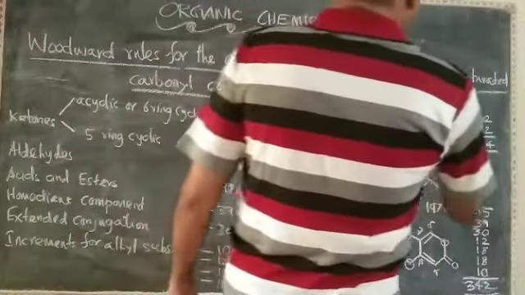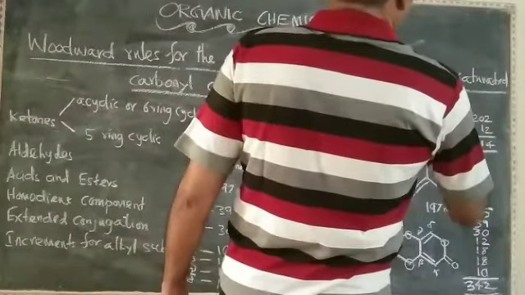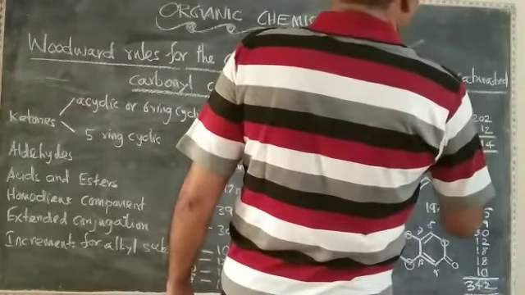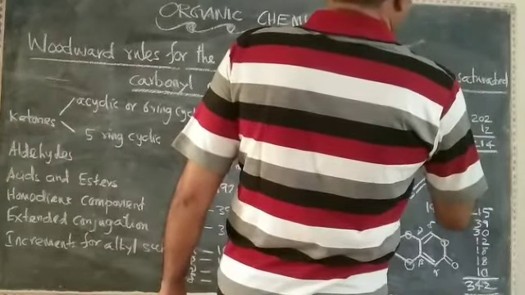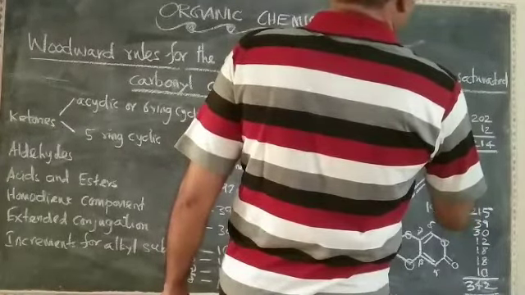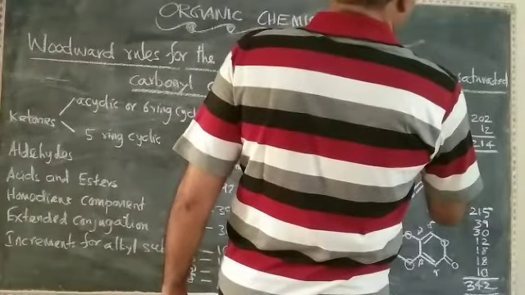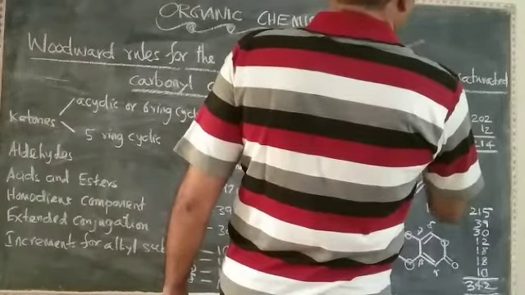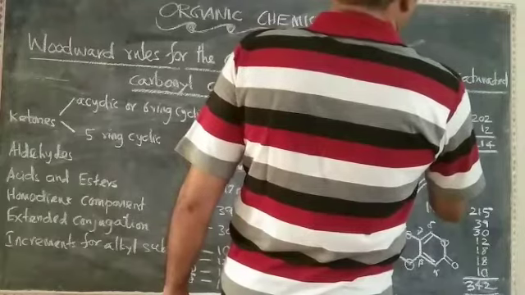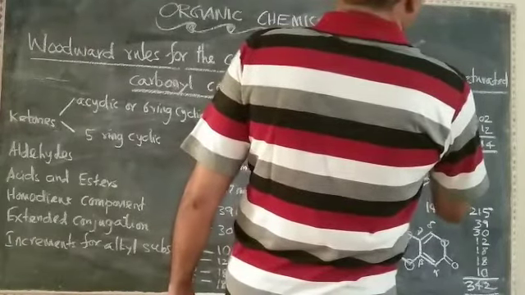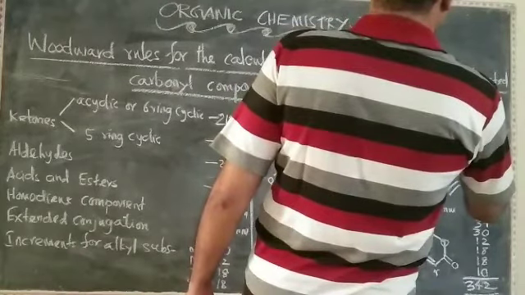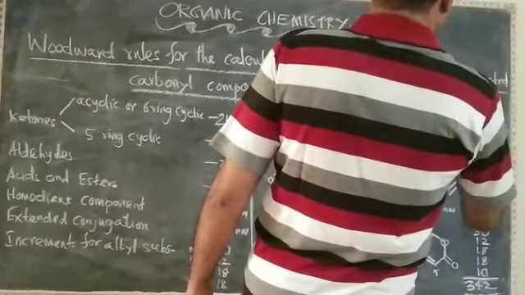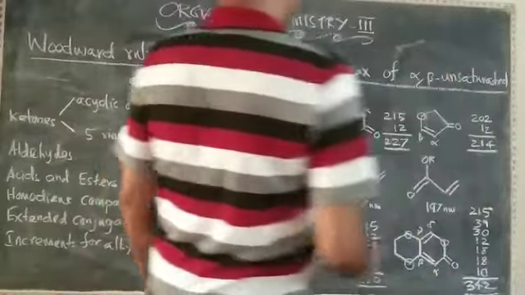The next 5-ring cyclic. This is a ketone, a 5-ring cyclic ketone. Again, in this ring, there is an alpha position and a beta position for the double bond. The beta position has a ring residue. So, if we add the base value of 202 and residue value 12, it comes to a total of 215 nanometer.